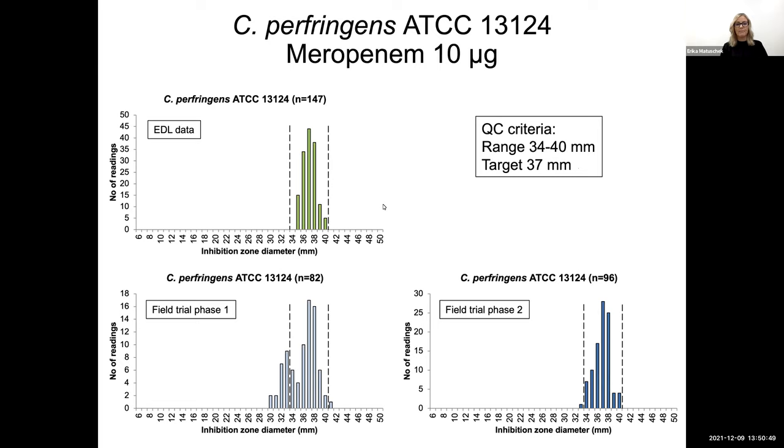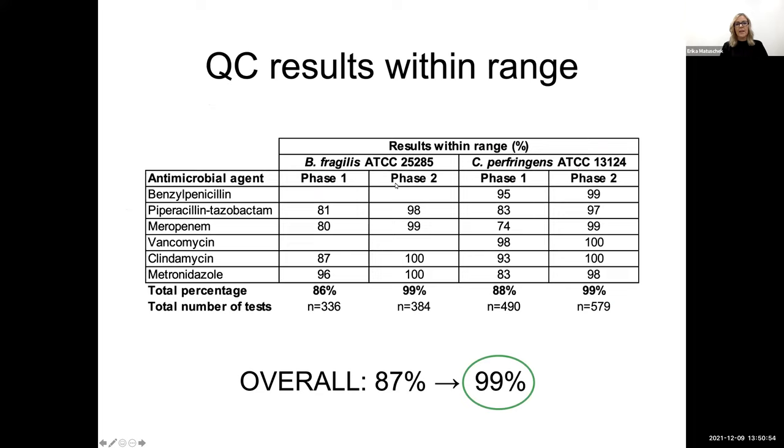Next. And altogether, these are the results for phase one and phase two of the field trial. And we can see that overall 87% of results were within QC ranges for phase one, and for phase two, 99% of zone diameters were within range. And these are more than 1,000 zone diameters read at 16 laboratories, and they used different systems for anaerobic incubation. So it looks really good.